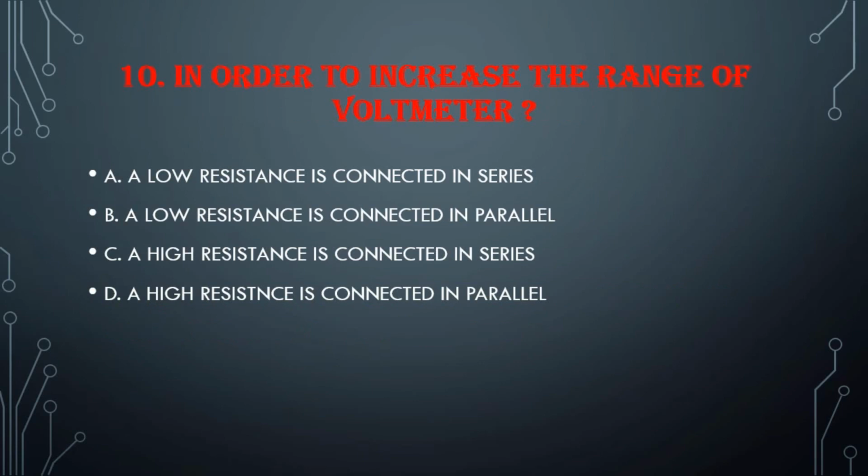The next question for you all, my friends, is that in order to increase the range of a voltmeter, the options are A. A low resistance is connected in series. B. A low resistance is connected in parallel. C. A high resistance is connected in series. D. A high resistance is connected in parallel. And your time starts now.